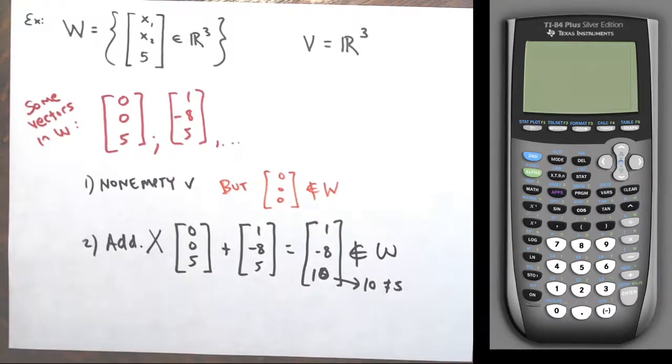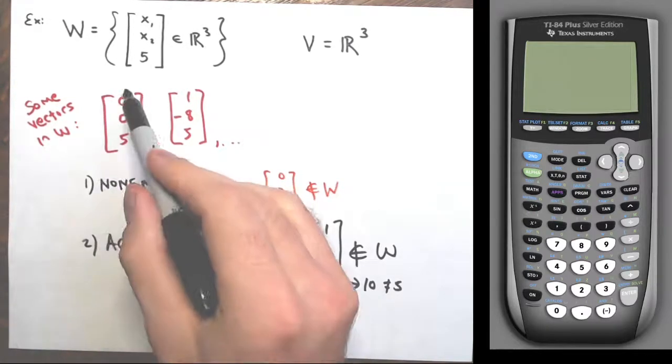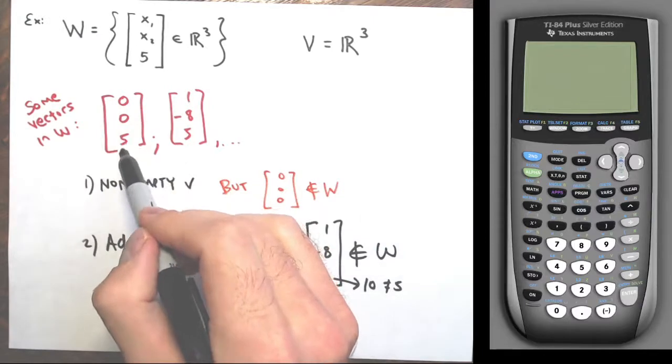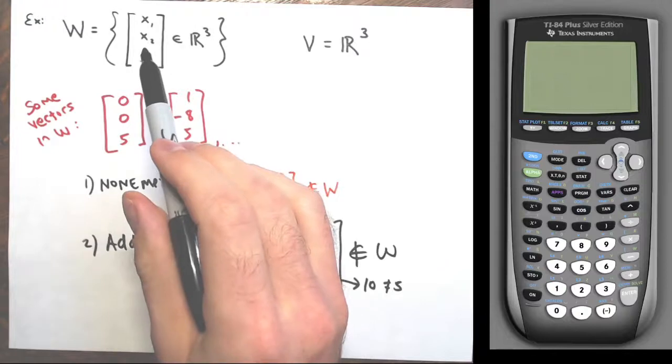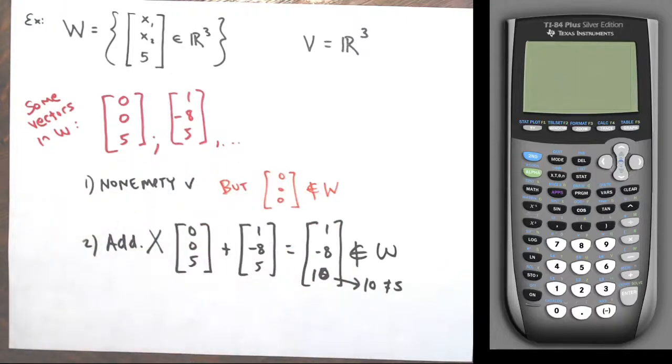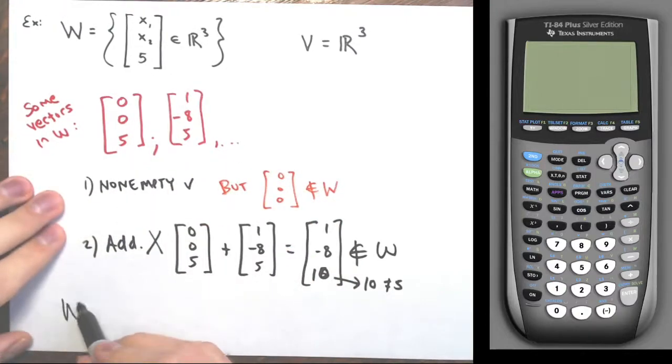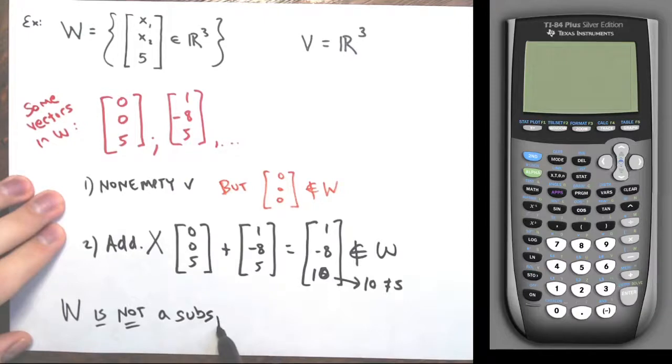Also definitely not closed under scalar multiplication. If I took this vector in W, 0, 0, 5, and multiplied it by 3, it'd be 0, 0, 15. The third component would not be 5. And in order to be in W, the third component has to be 5. But as long as one of these fails, you know that W is not a subspace of R3. And there you go.